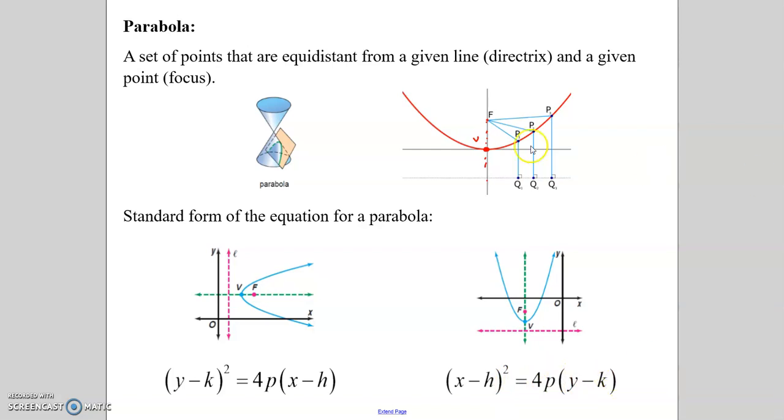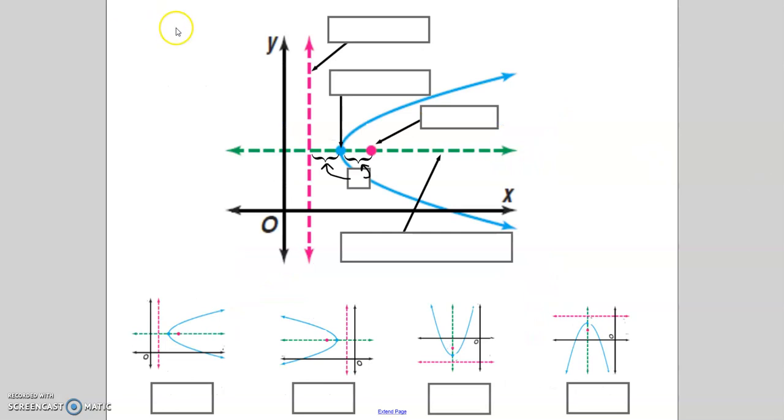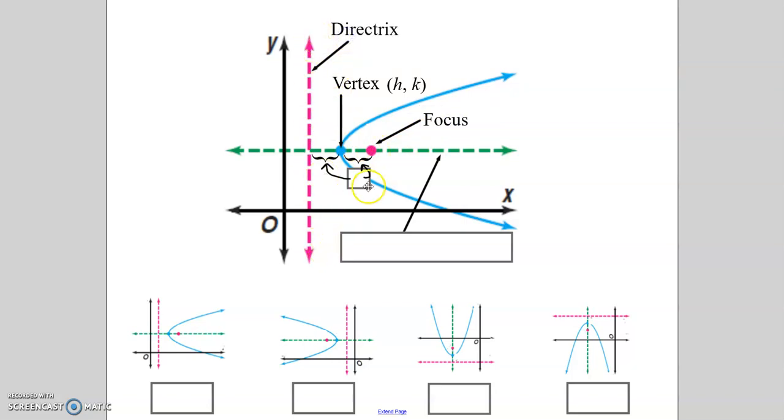Now let's talk about what that letter p stands for. So here are a bunch of parts on this parabola. First of all, this point right here is called the vertex. That's the point h, k. This point right here is called the focus of the parabola. And then this line right here is called the directrix. And hopefully you remember that this green line is the line that splits the parabola in half. That is called the axis of symmetry, and on that axis of symmetry will be both the vertex and the focus.